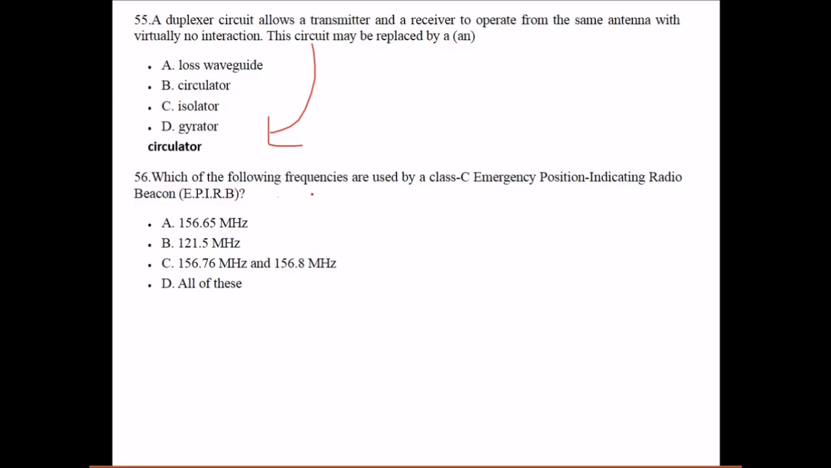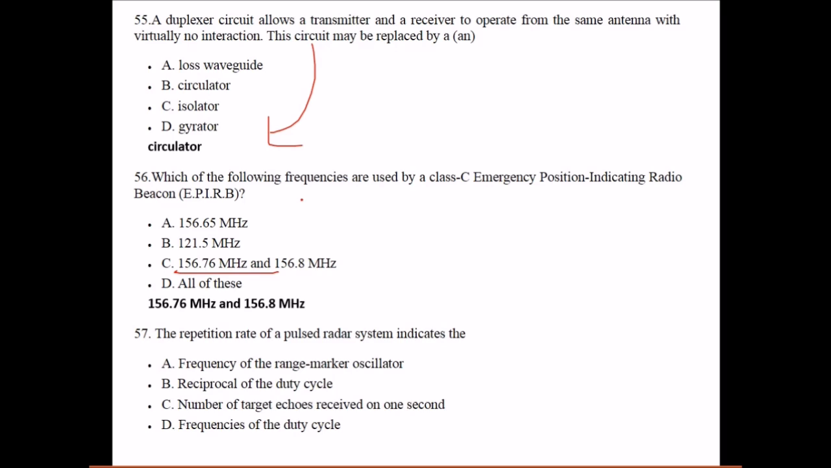Now, which of the following frequencies are used by the Class E EPIRB? It is used 156.75 and 156.8 megahertz. The repetition rate of pulse radar system indicates the frequencies of the duty cycle. The repetition rate of pulse radar system is frequency of the duty cycle.